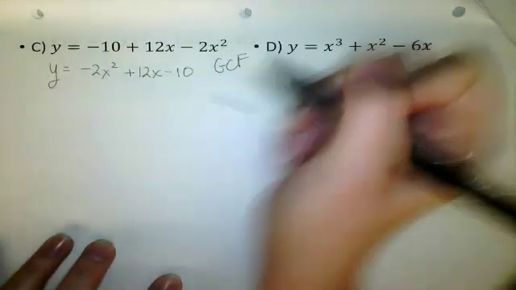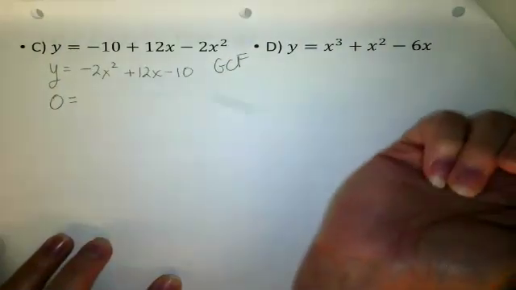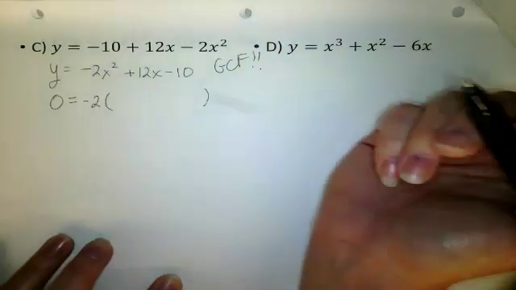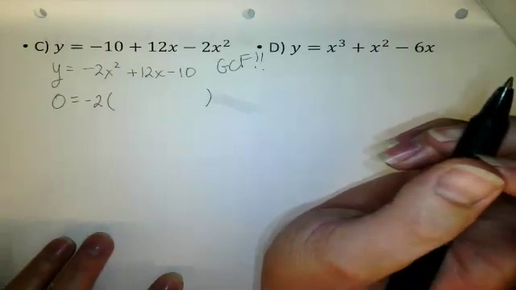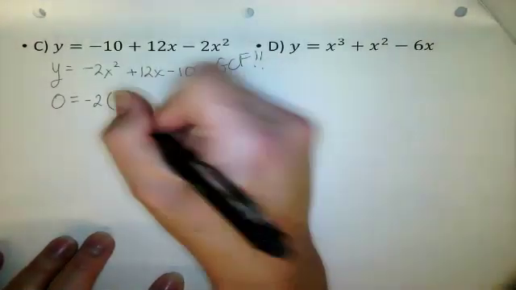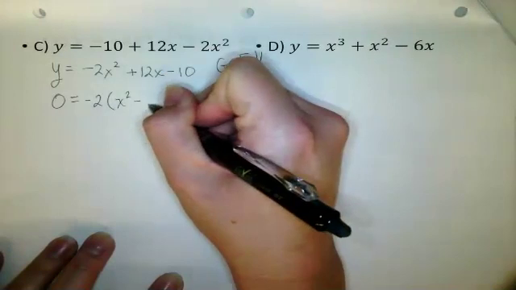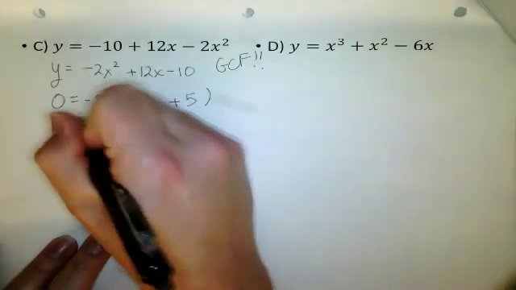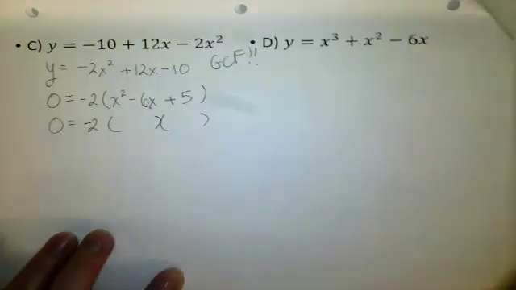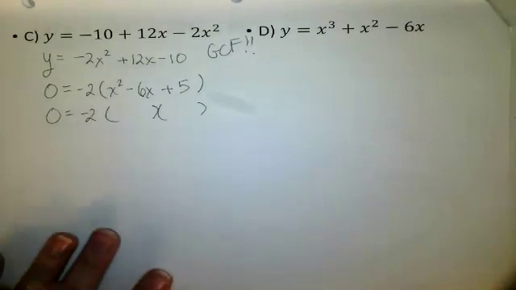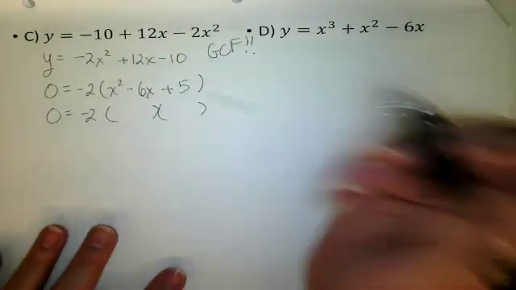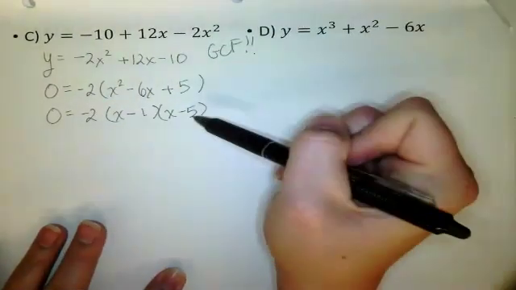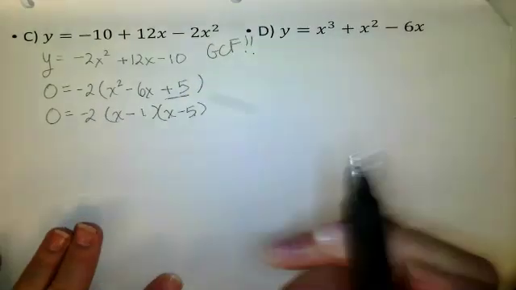All right, now what do you notice? GCF, very good. So I'm going to set it equal to 0 and take out the GCF. What is the GCF? It's a common factor. That's true. Okay. When I take out the negative 2, what's left behind? X squared minus 6x plus 5. Very good. All right, and then we can factor further. X minus 1 and x minus 5. Negative 1 times negative 5 gives me my positive 5.